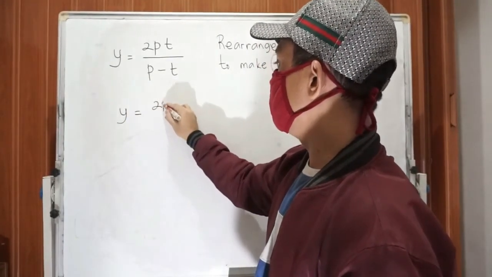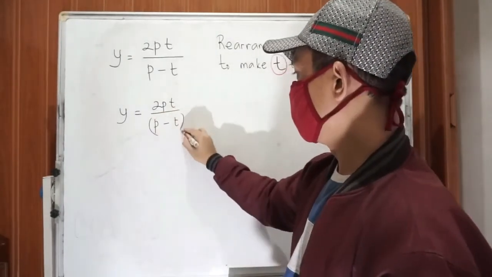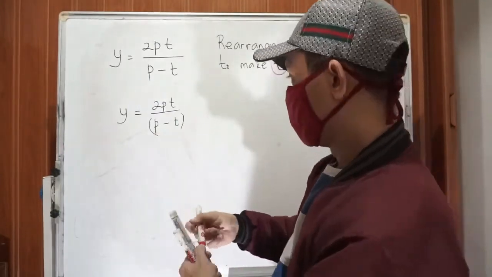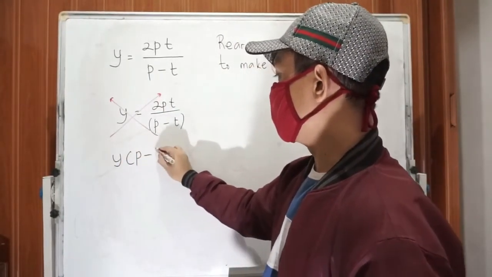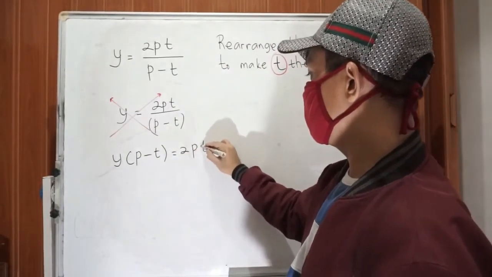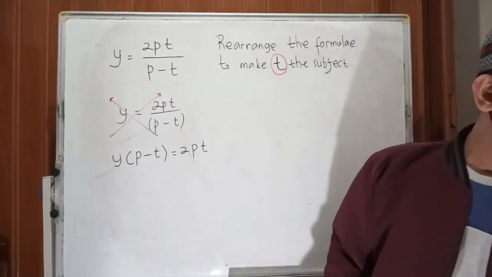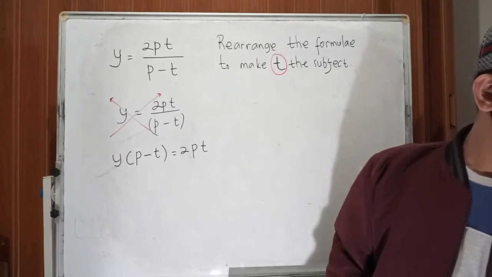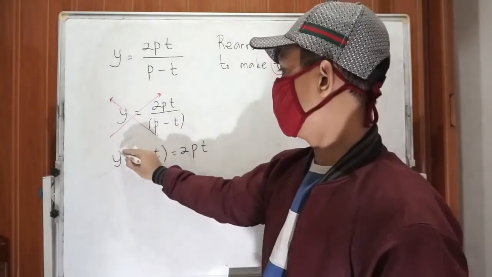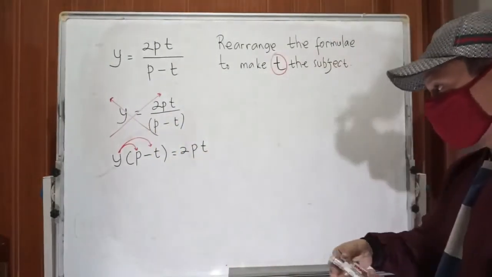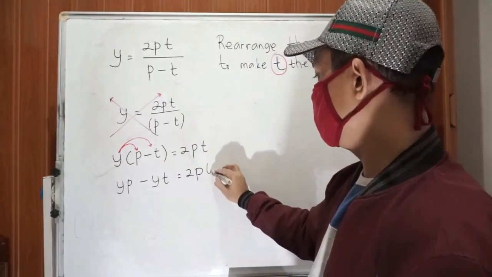Y equals 2pt over p minus t. Later we put the bracket here and then cross multiply. Next, y, open the bracket, p minus t equals 2pt. The second rule is open the bracket. You know the priority of the operation. Open the bracket here. So, yp minus yt equals 2pt.